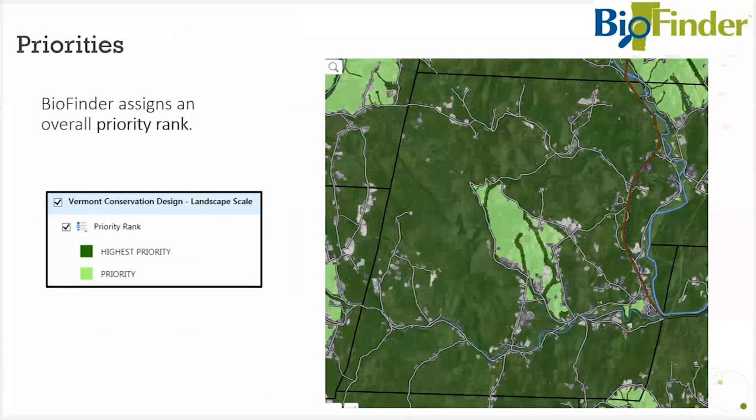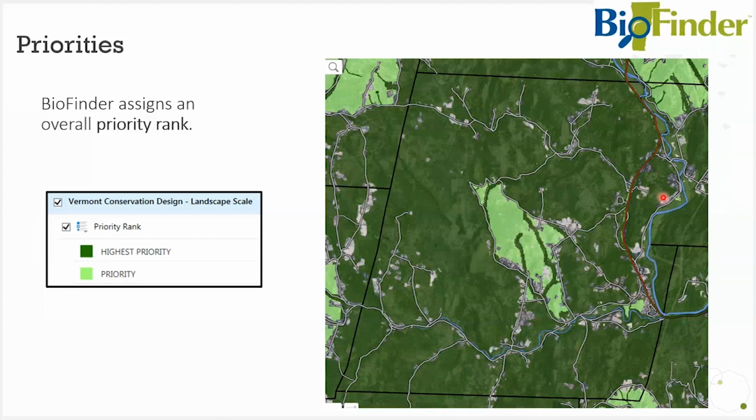So just to wrap up this section of community assessment using BioFinder, you can dig into all these different layers that I've highlighted: the interior forest blocks, the connectivity blocks, the surface water and riparian areas, and the wildlife road crossings. But you can also turn on this layer called the overall priority rank. It's kind of a one-stop shop that takes all those different data layers and meshes them together into an overall top priority, highest priority, and priority.